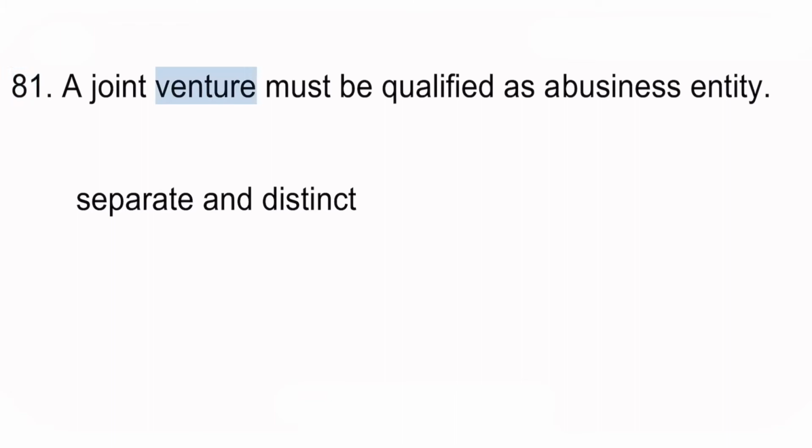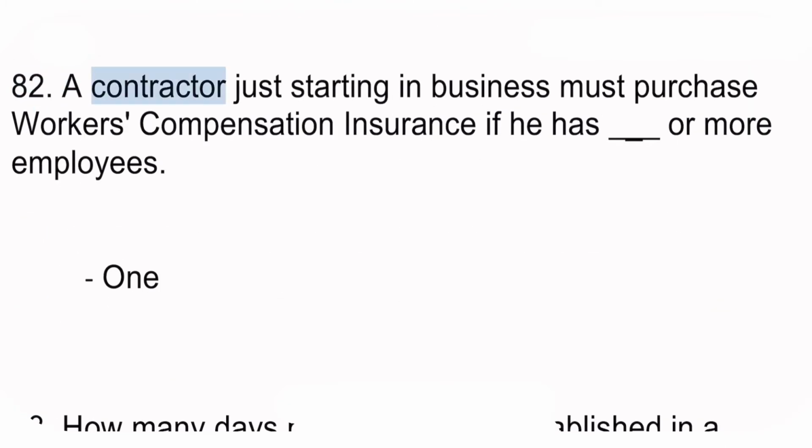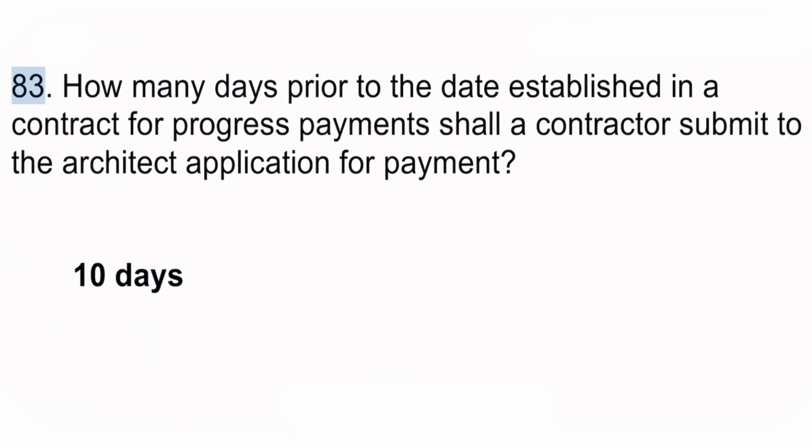81. A joint venture must be qualified as a business entity. Separate and distinct. 82. A contractor just starting in business must purchase workers' compensation insurance if he has 1 or more employees. 83. How many days prior to the date established in a contract for progress payments shall a contractor submit to the architect an application for payment? 10 days.